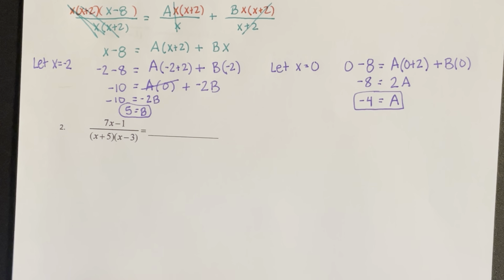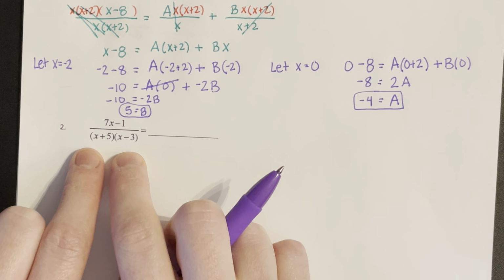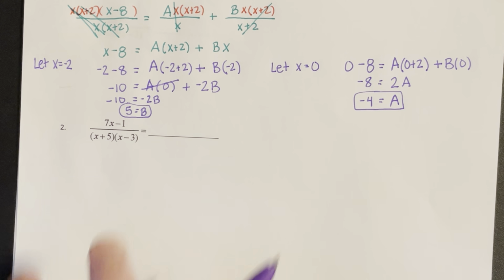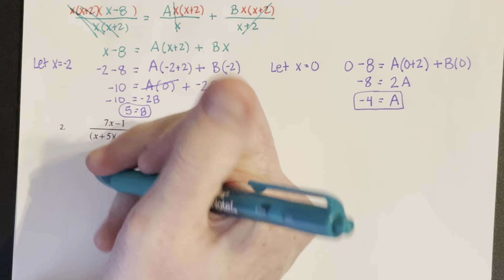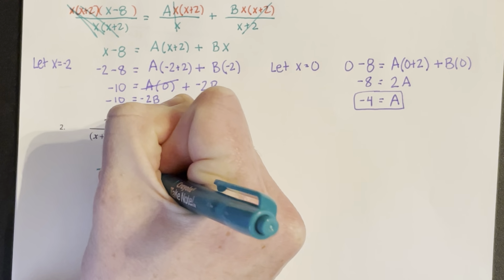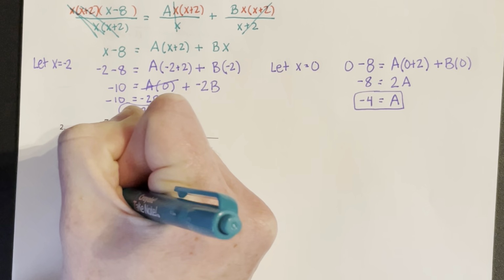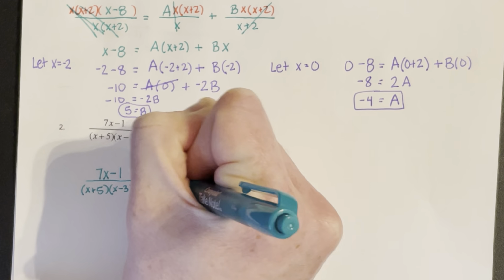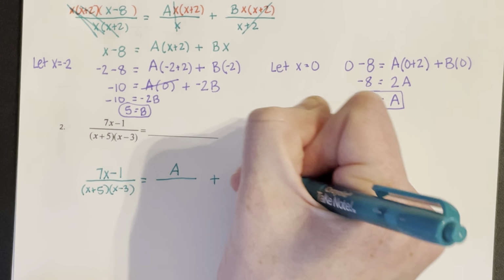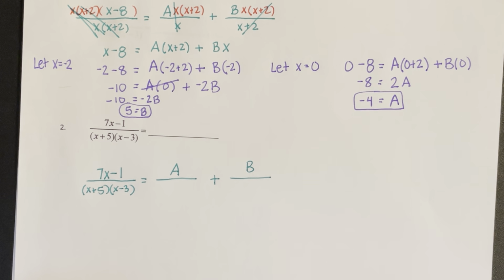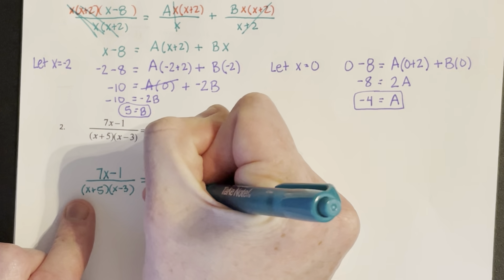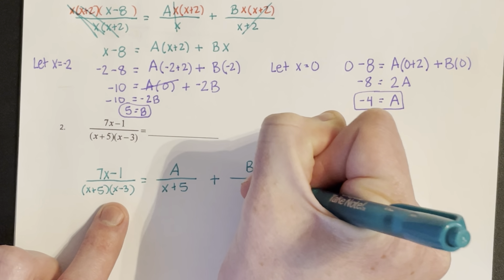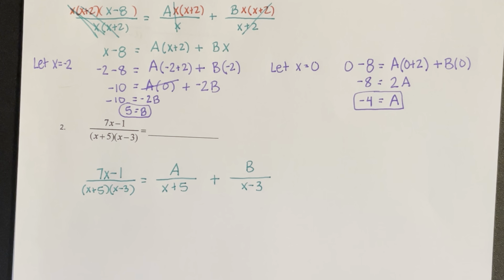All right, so for number 2, I have 7x minus 1 over these, and it's already factored, so I can set up my equation. So I'd have 7x minus 1 over x plus 5, x minus 3, equal to a over some denominator plus b over another denominator. So it doesn't matter which order you put them in. I can have x plus 5 first, x minus 3 next, that's fine. But we want to take that and multiply by the least common denominator.